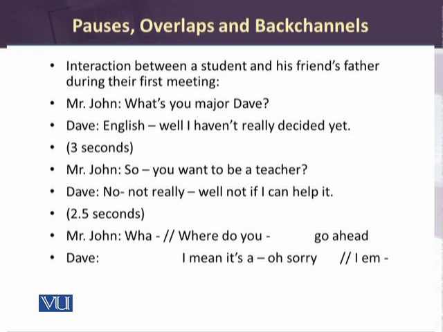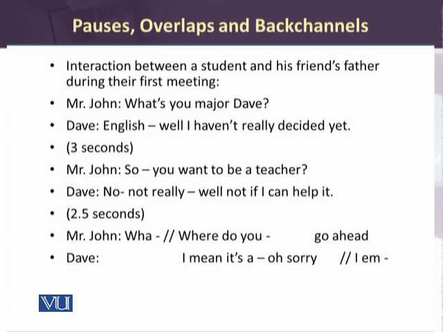If you have a look at this example in front of you, it's a little interaction between a student and his friend's father during their first meeting somewhere. Mr. John is the friend's father, and Dave is the student in this conversation. Mr. John, who is the elder one, says, "What's your major, Dave?" Dave says, "English." "Well, I haven't really decided yet." You can see a little dash between English and the word "well." This shows a small pause. Dave first said English, and then he paused for a shorter while, and then he said, "Well, I haven't really decided yet."